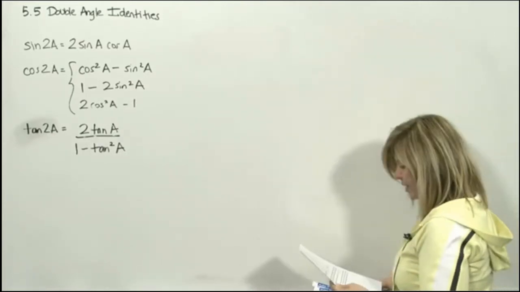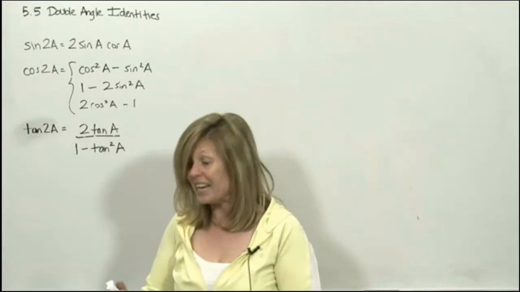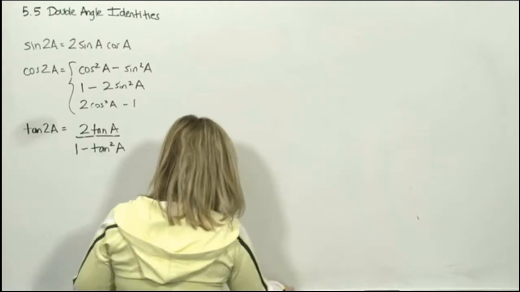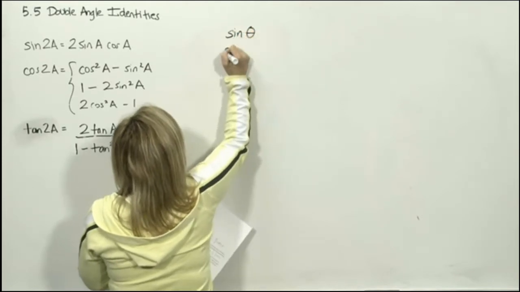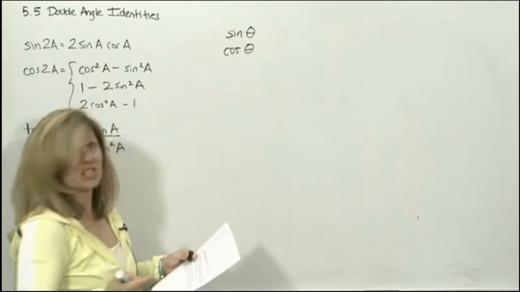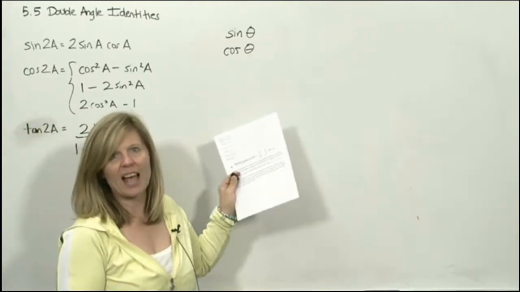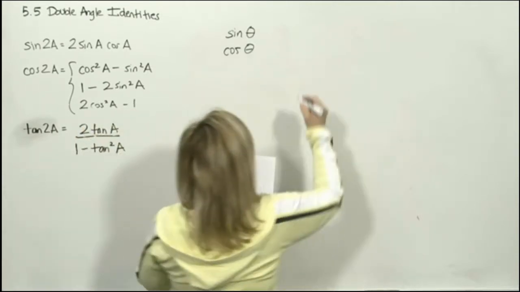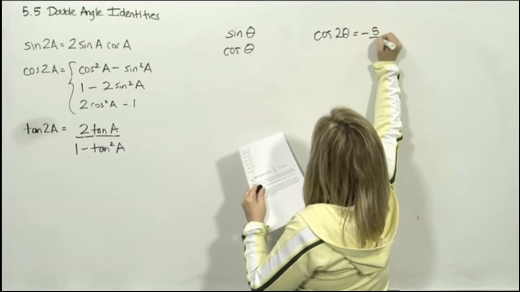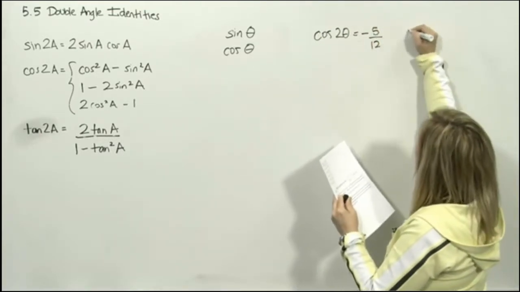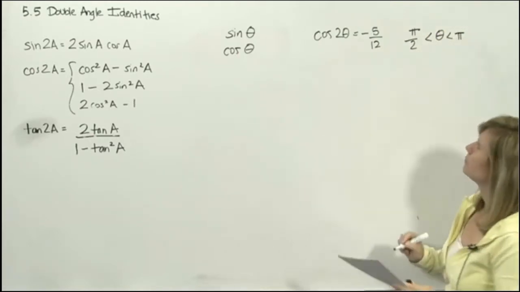All right, this says, find sine and cosine of theta. So on 3b, the question is asking us to find the sine of theta and the cosine of theta. It says find theta. So it's not asking us to find the double angle anymore, it's just asking us to find the regular angle. And we're given cosine 2 theta is negative 5/12. And we're given theta is in between pi over 2 and pi.